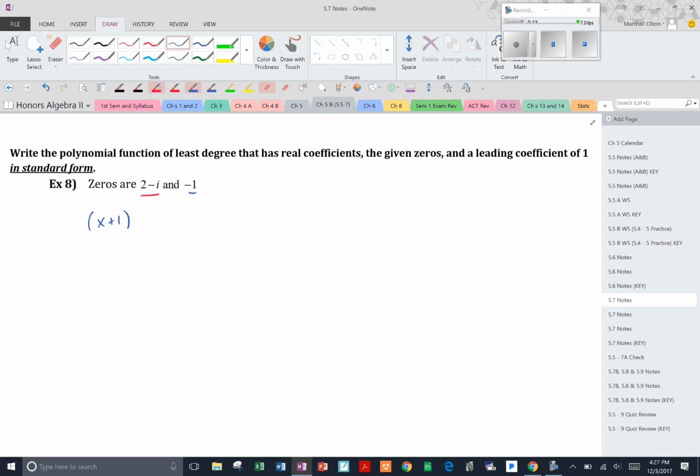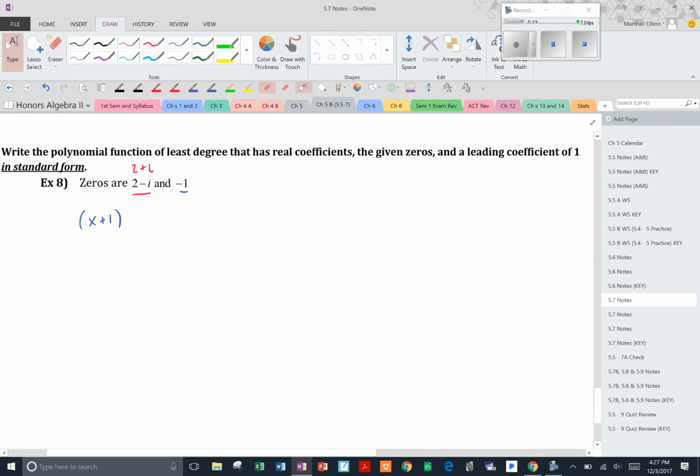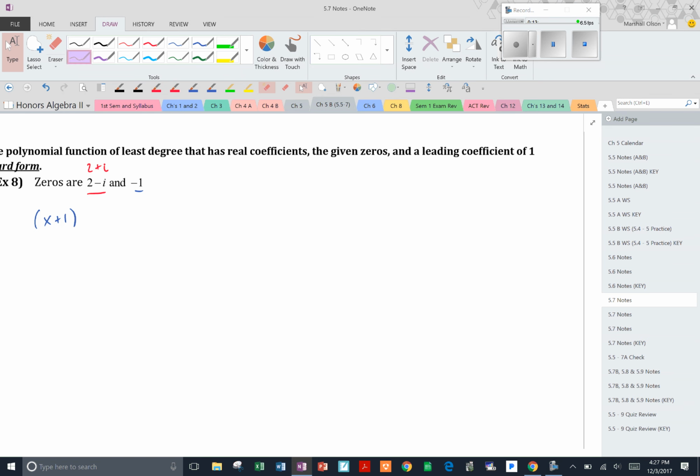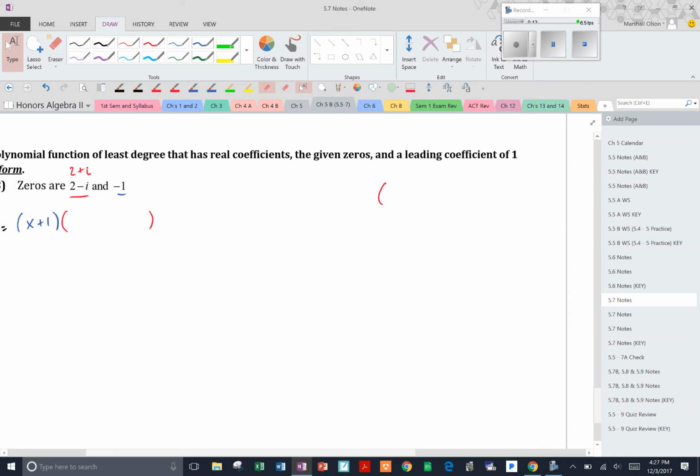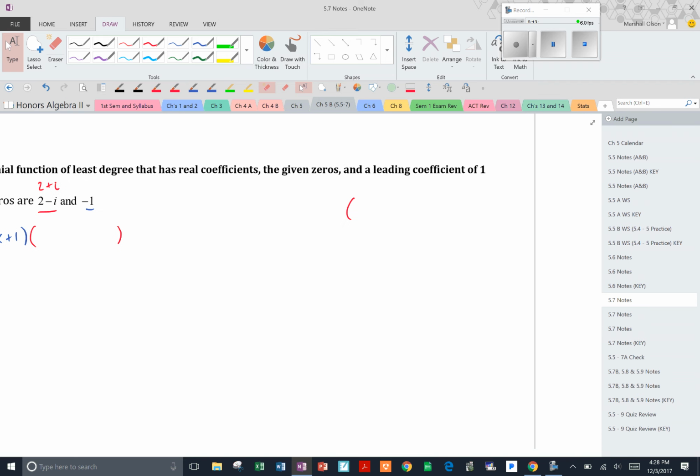But the 2 minus i tells us that 2 plus i is also 0. Let's break down what happens with these as zeros. I'm going to do this over on the side and come back, just get a little bit more set up here, f of x equals. And in a second, we're going to get something here from those complex conjugates. All right, so let's come over here and break this down.